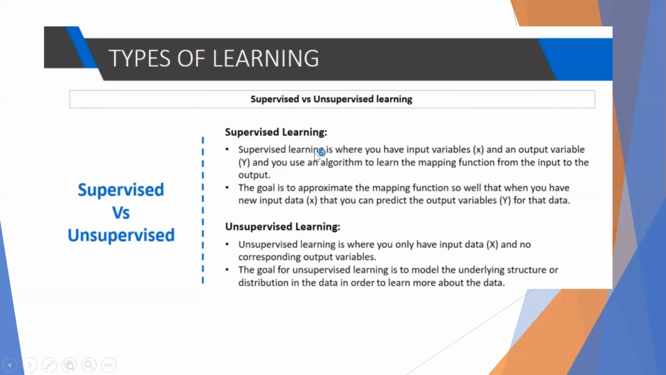See here, supervised learning is where you have an input variable and an output variable and you use an algorithm to learn the mapping function from input to output. The basic goal is to map the function so that we can predict the new input on the basis of past data. This is supervised machine learning. But in case of unsupervised, we do not have any labeled data. We have raw data, not the labeled one. And from our experience, from our observation, we are going to predict or classify the data using that knowledge.